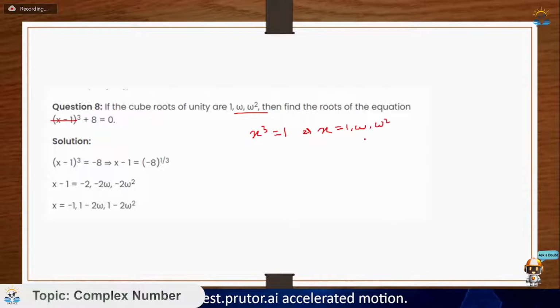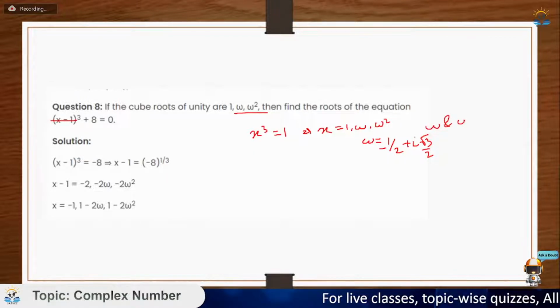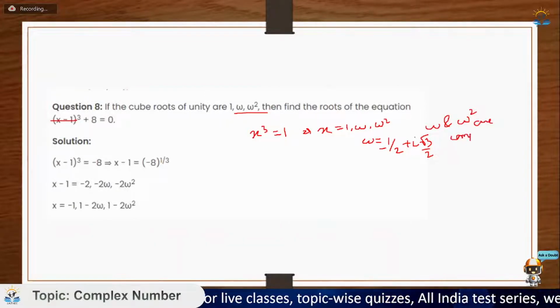Here omega is equal to half plus iota root 3 by 2, and omega square is minus half minus iota root 3 by 2. Basically, omega and omega square are complex conjugates of each other.